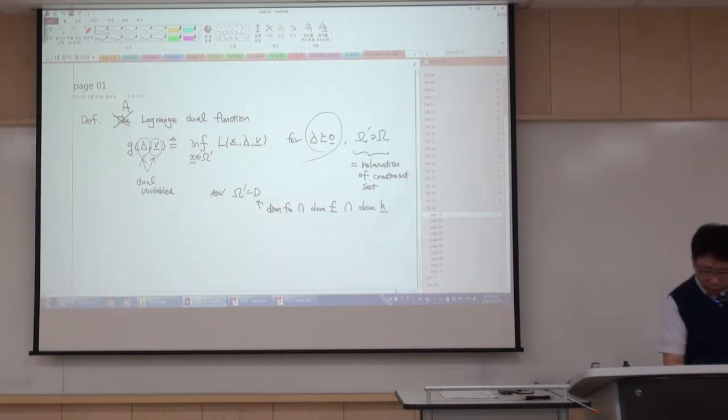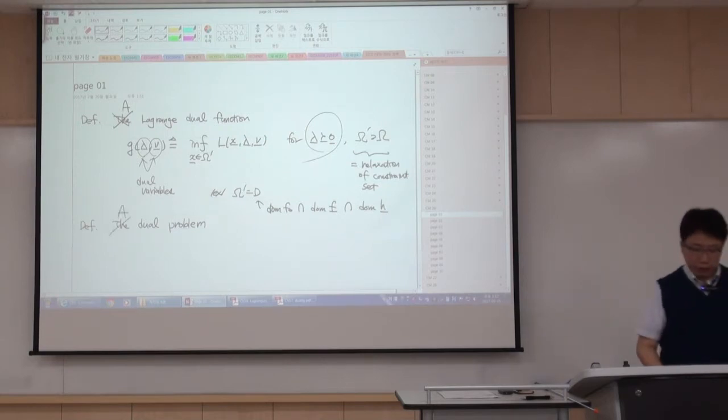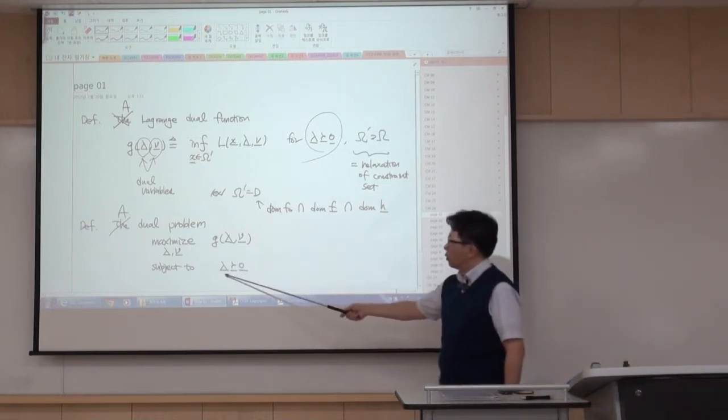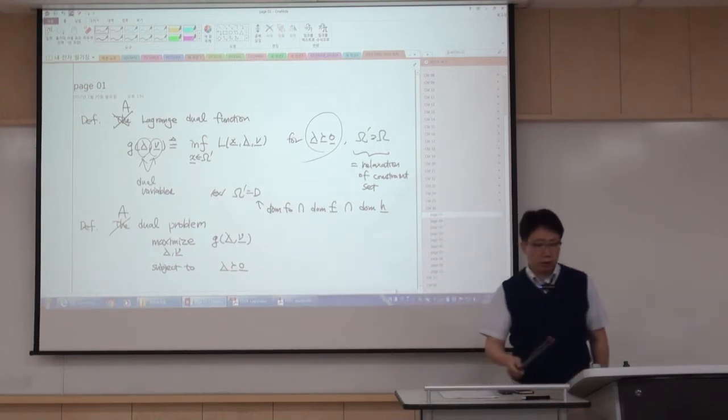Now, here goes the definition of the dual problem. But it depends on our choice of a Lagrange dual function. So let's say a dual problem. A dual problem is now a maximization problem: maximize the Lagrangian dual function with respect to lambda and nu. Here our constraint is simply that the dual variable lambda is greater than or equal to the 0 vector.